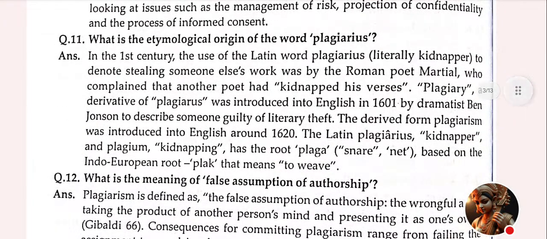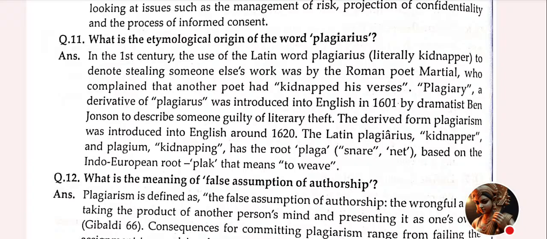Question 11. What is the etymological origin of the word plagiarus? In the first century, the Latin word plagiarus, literally kidnapper, was used to denote stealing someone else's work by the Roman poet Martial, who complained that another poet had kidnapped his verses.